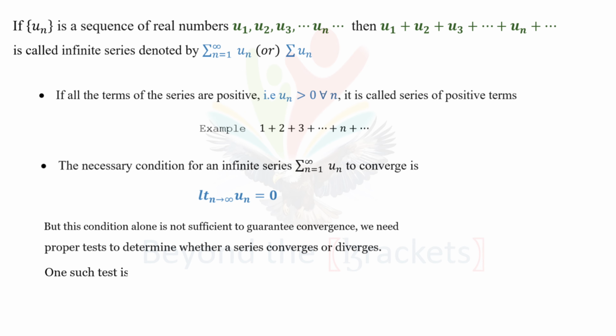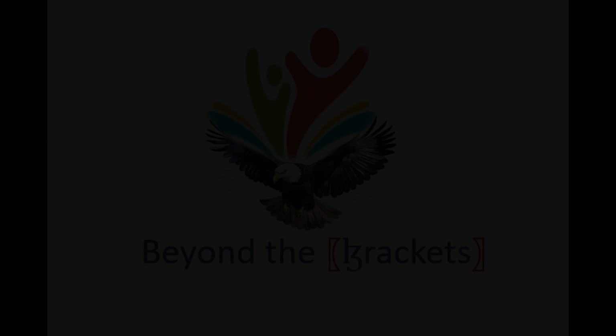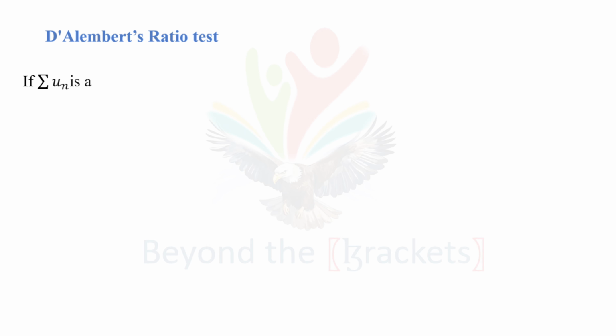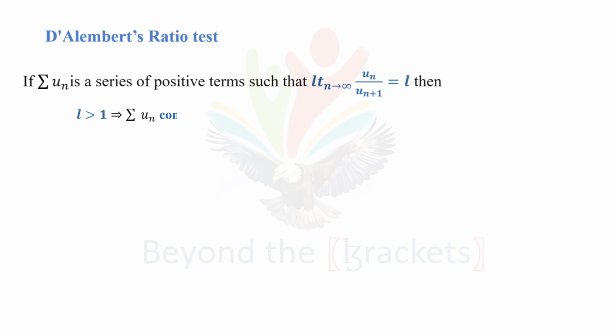One such test is D'Alembert's ratio test, also known as the ratio test. If summation un is a series of positive terms such that limit as n tends to infinity un by un plus 1 is equal to L, then L greater than 1 implies the series converges, L less than 1 implies the series diverges, and L equal to 1 implies the test fails.